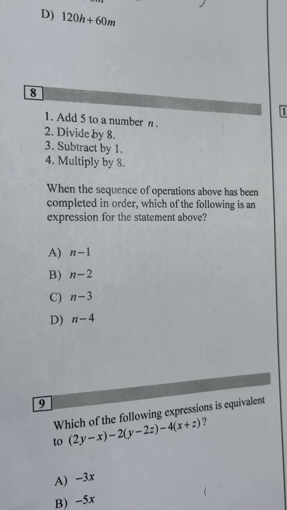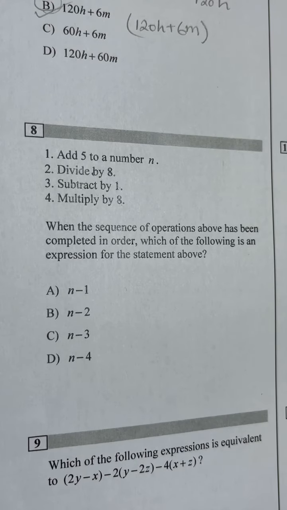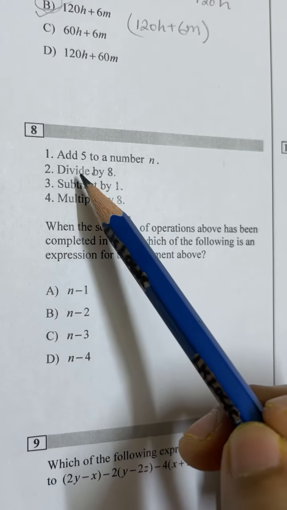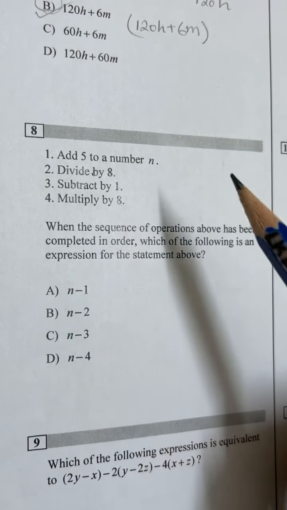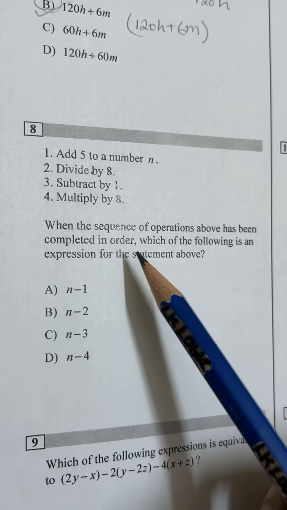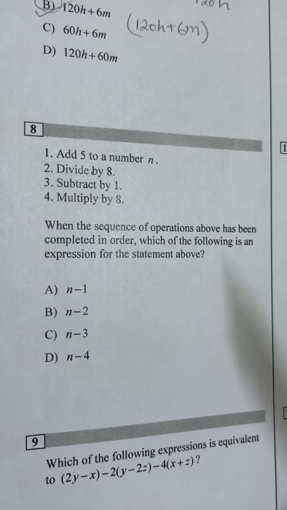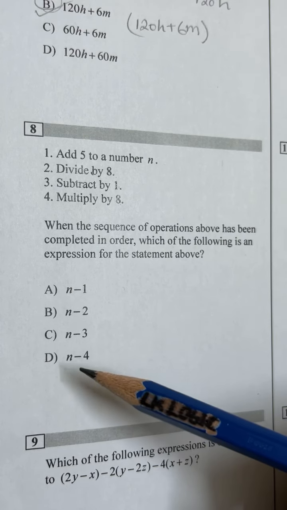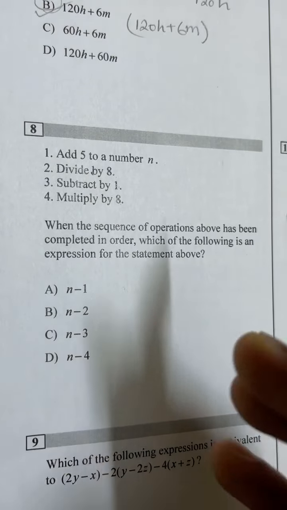What is there on our screens? It says, first you have to add 5 to a number n, then divide by 8, then subtract 1, then multiply by 8. When the sequence of operations above has been completed in order, which of the following is an expression for the statement above? So the resulting statement will be in this form where you have been given 4 choices. So you can try this out and check your answers.